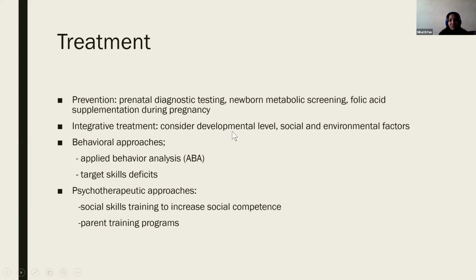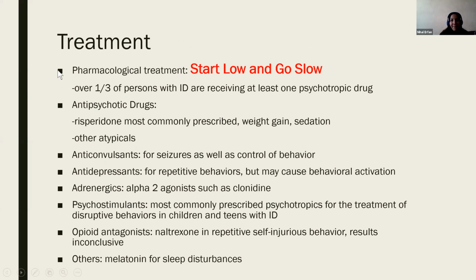It's very much integrative. You're looking at their developmental level, trying to improve their skills, improving their behavior, and then the psychotherapeutic approaches depend on their intellectual level. So social skills training, possible parent training programs. Okay, so this is again FYI, and I'm sure you've taken this already in psychopharm, but with this particular population, absolutely start low and go slow, as with the elderly. About a third of people with intellectual disability are receiving at least one, if not more.